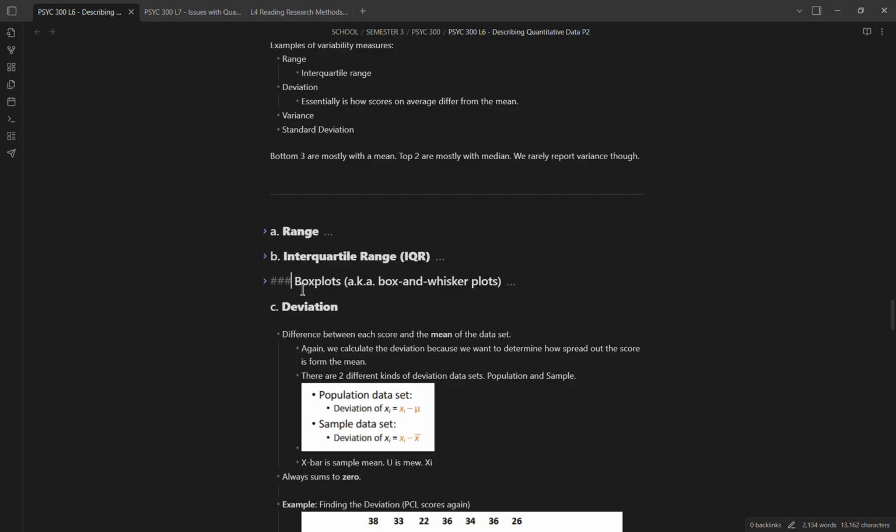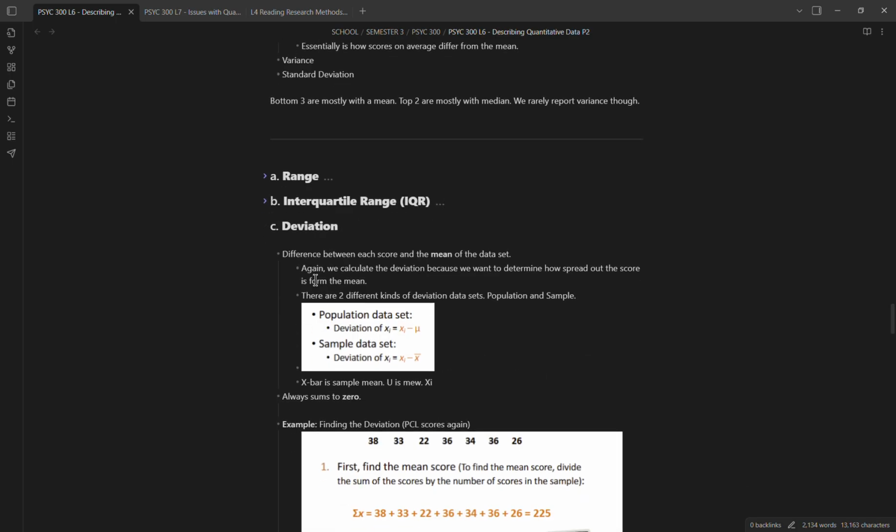Deviation. Let's get into that. All of the box and whisker stuff was all interquartile range. So we've gone through range and interquartile range. Let's get into deviation. Deviation is the difference between each score and the mean of the data set. We calculate the deviation because we want to determine how spread out the score is from the mean.